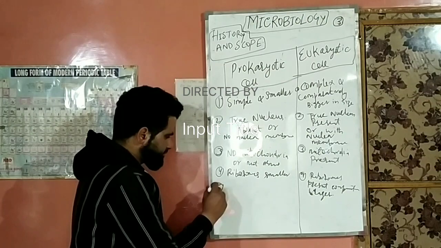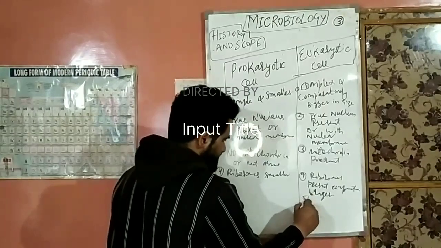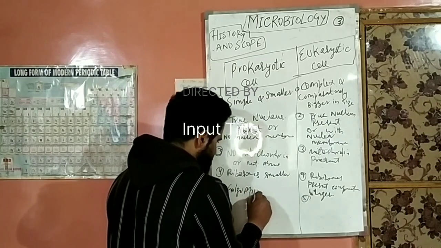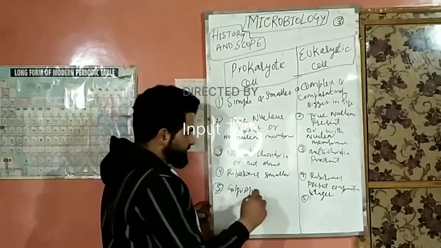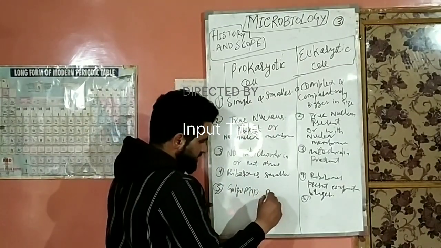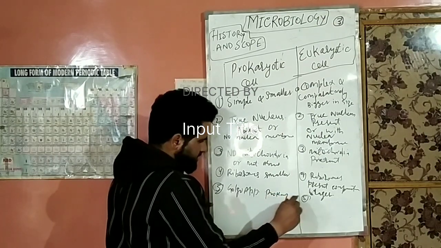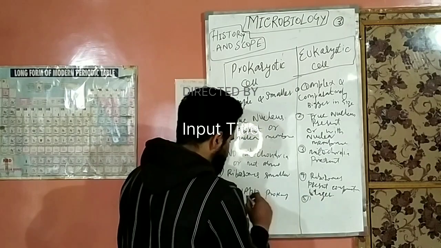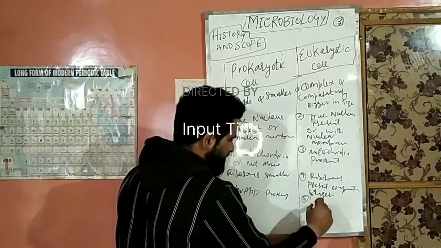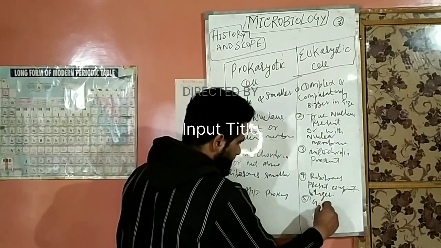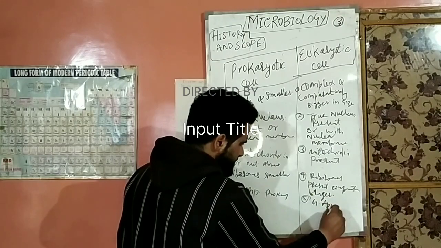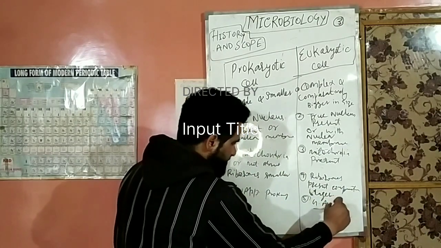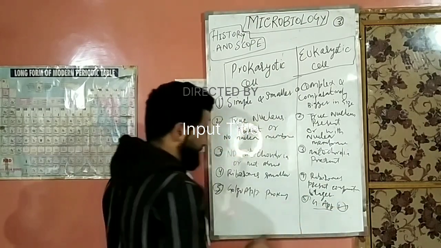Number 5: Golgi apparatus absent in prokaryotes, and Golgi apparatus present in eukaryotes. In short, I write GAPP: Golgi apparatus present in eukaryotes.